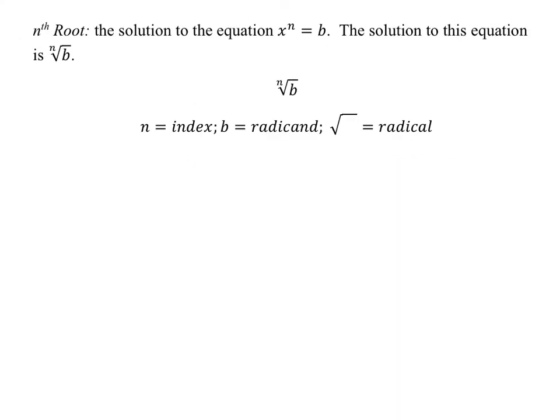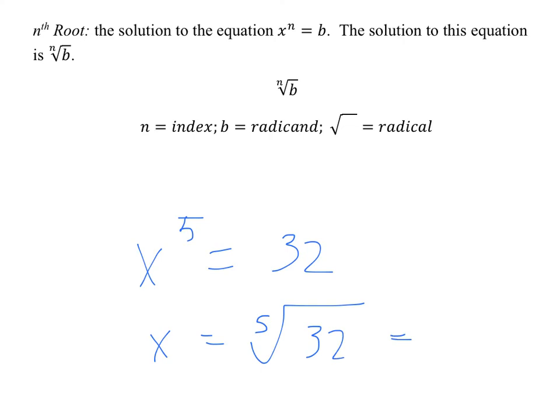So we're going to quickly just define things. We've already talked about what the index is. See n, the nth root of something is the solution to the equation x to the n power. So if I had x to the 5th power equals 32, I would say x is really the 5th root of 32. What's the 5th root of 32? Come on, somebody's got to be able to do that. 2.